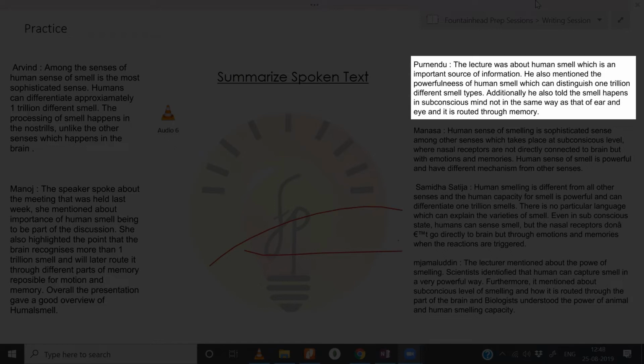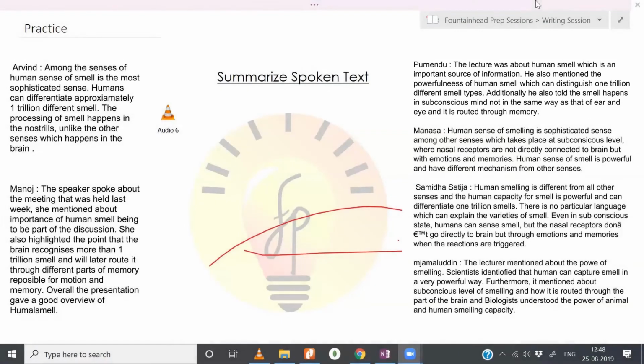Also mentioned the powerfulness of human smell, which can distinguish 1 trillion different smell types. Additionally, he mentioned that smell happens in the subconscious mind, not in the same way as that of ear and eye, and it is routed to memory.